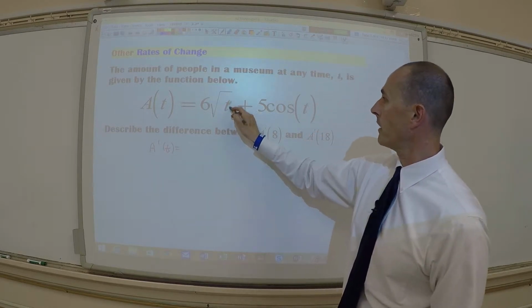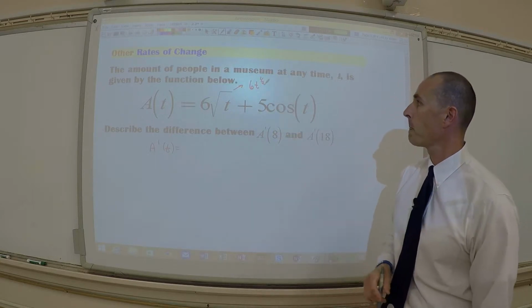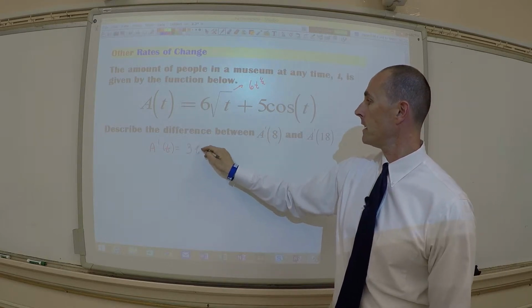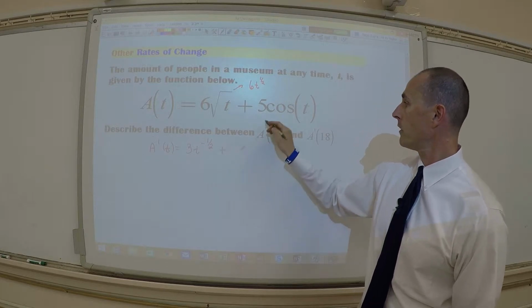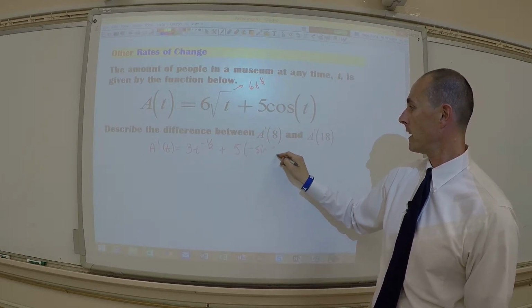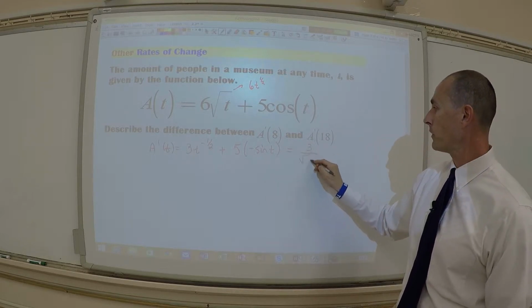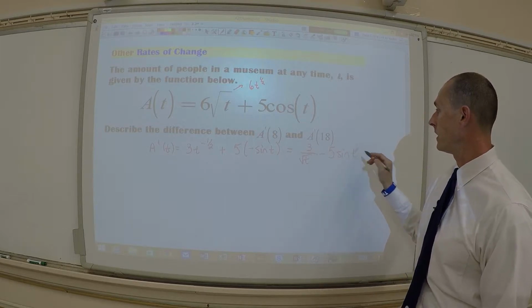Now remember, this part right here can be written as 6t to the 1/2. So when I apply my power rule here, I would get 3t to the negative 1/2, and then plus 5, and then the derivative of cosine is negative sine t. So we clean that up a little bit. That would be 3 over the square root of t minus 5 sine t.